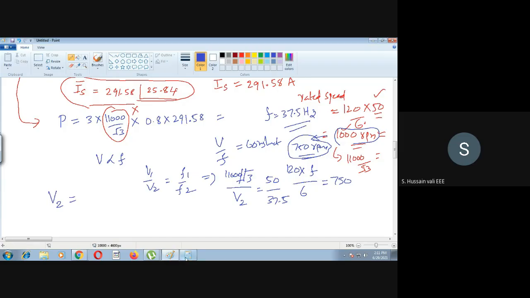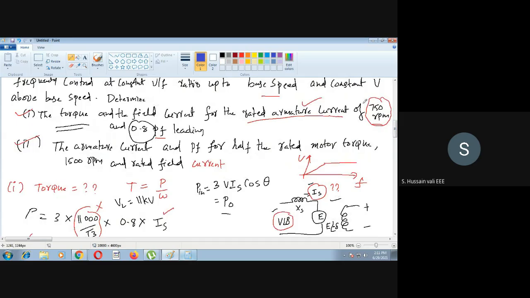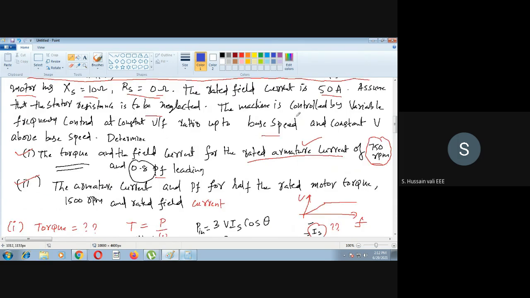The question he is asking is at 750 rpm. So our job is to find out the frequency at this speed. Why we have to find the frequency is that there is a relationship between frequency and the voltage. If the frequency is reduced, you have to reduce the voltage. If the frequency is more than the rated speed, you will maintain the voltage constant. This he has given in the problem directly: the machine is controlled by variable frequency control at constant V by F ratio up to base speed and constant voltage above base speed.